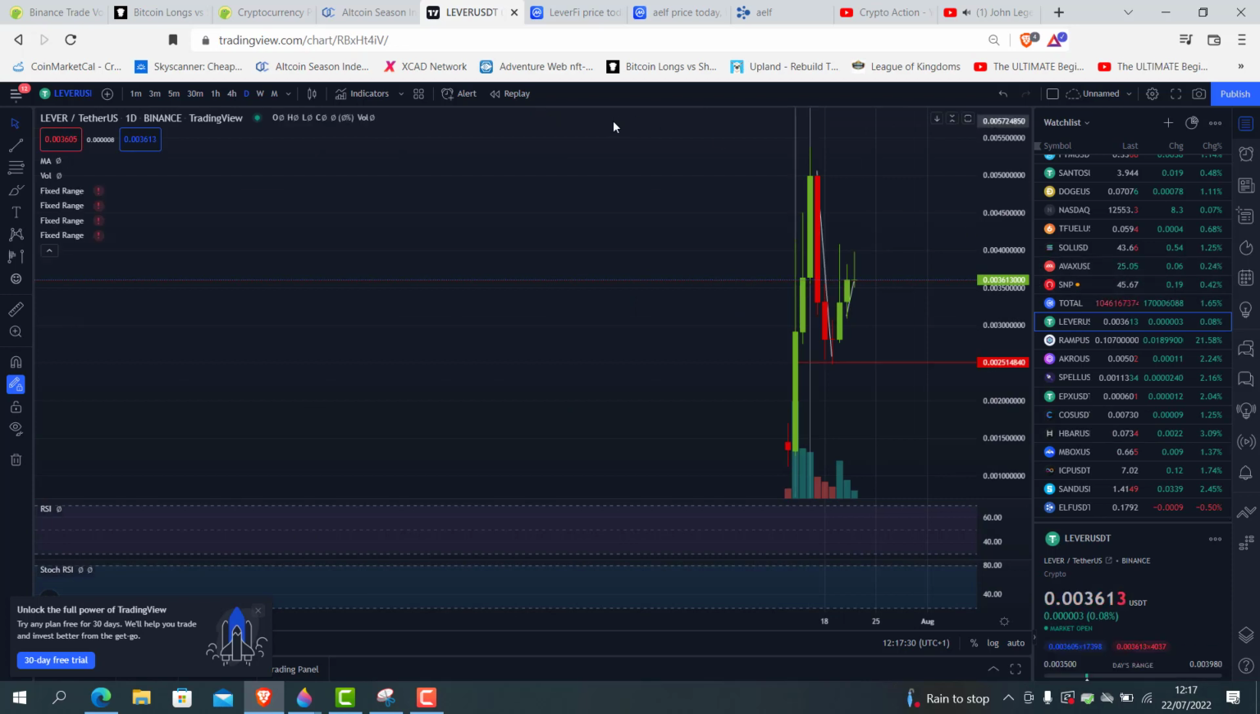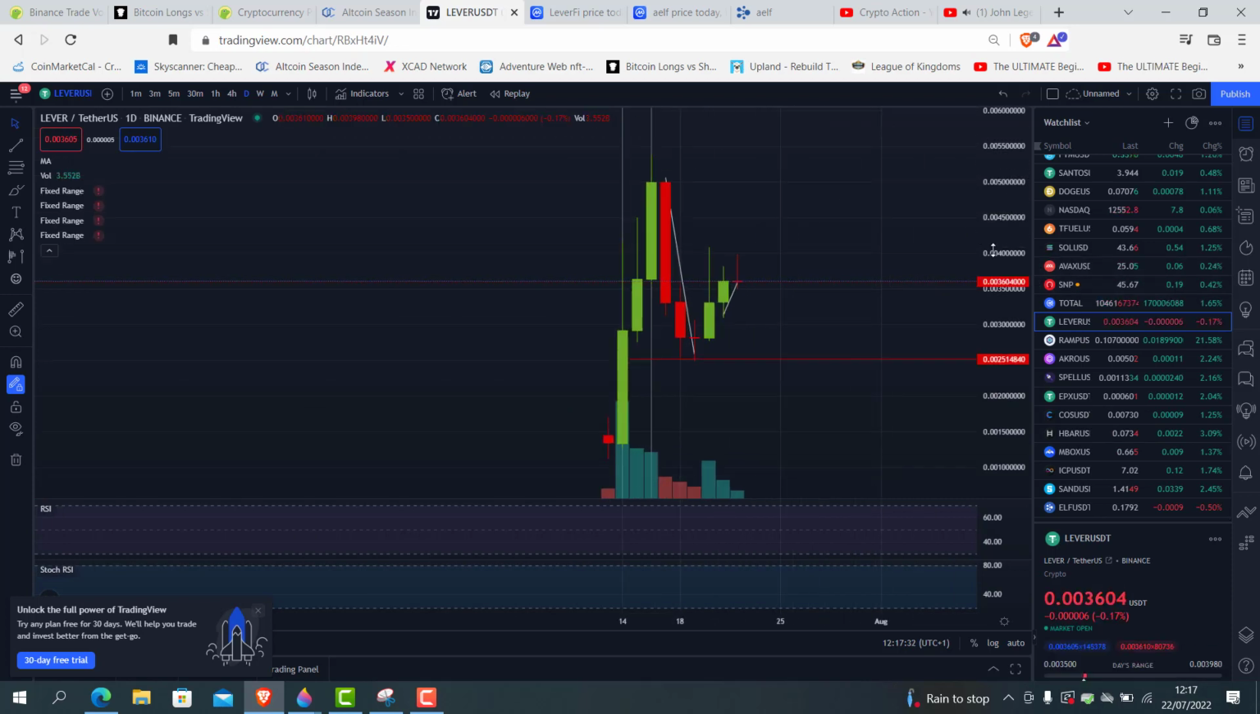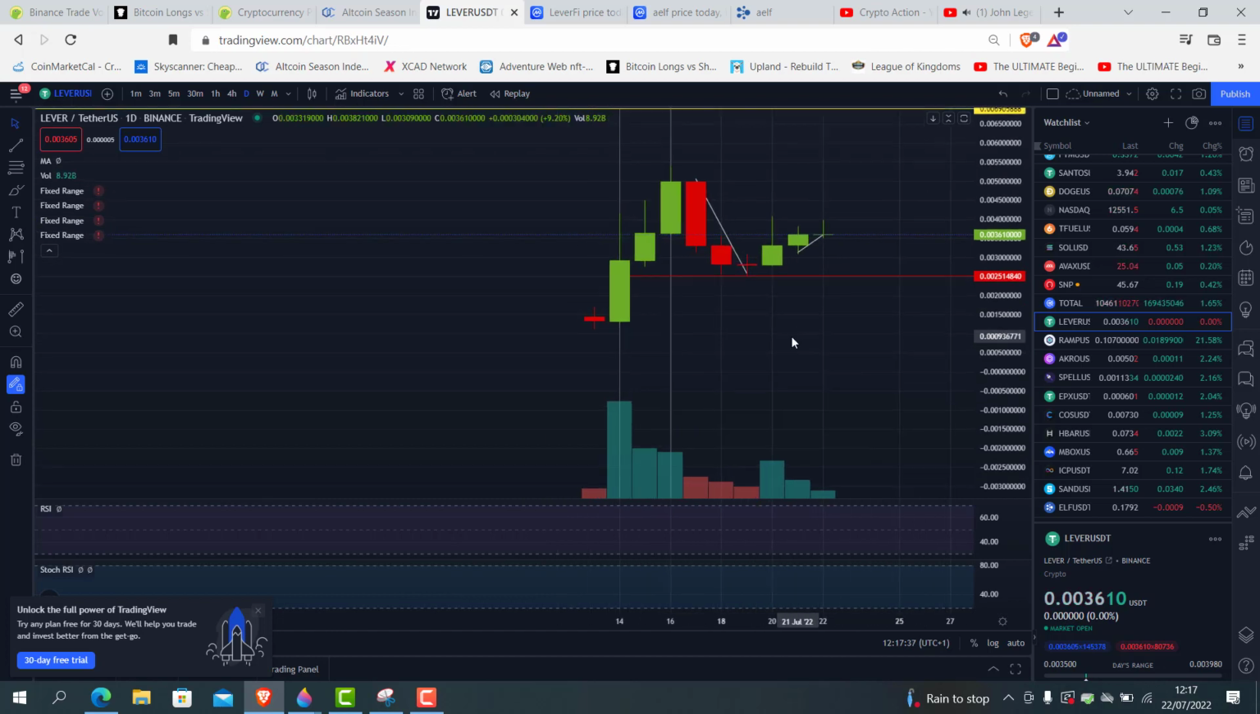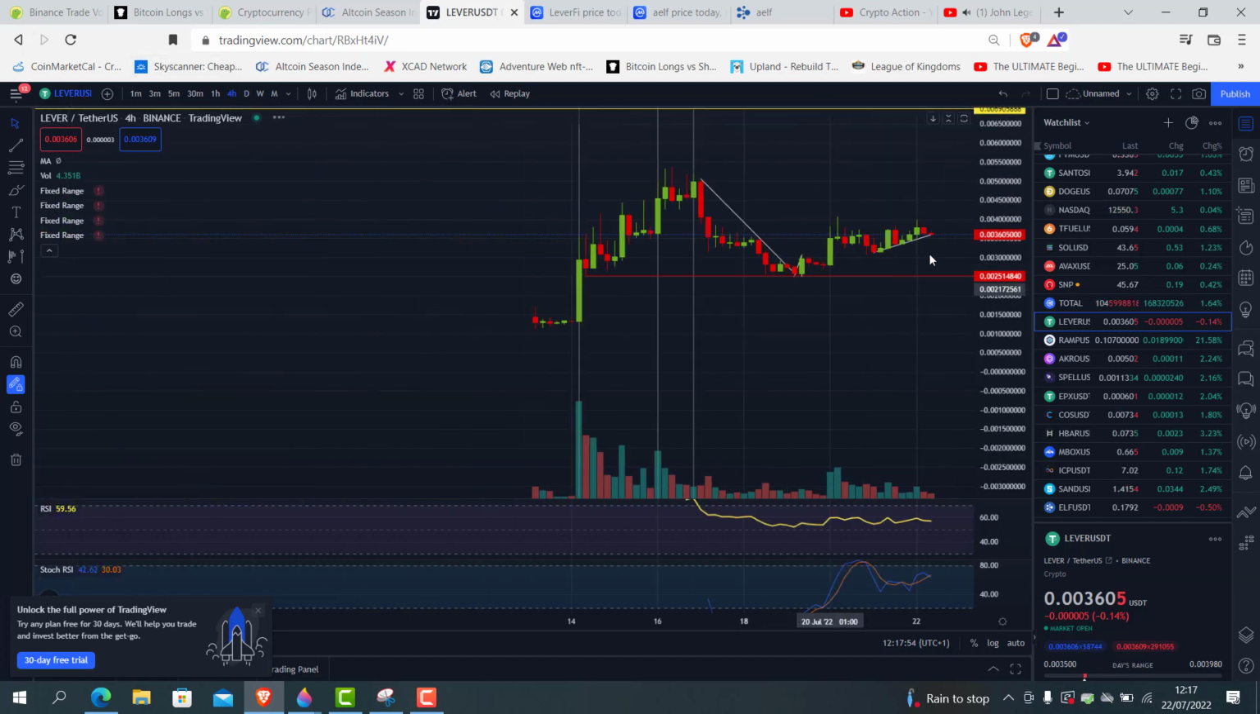LeverFi timeline. So as you can see, this is the daily time frame, and we're printing another higher high. So if we break this 4091, we are going up for a new all-time high, all right? So this is my opinion, guys. That's how I can see that.